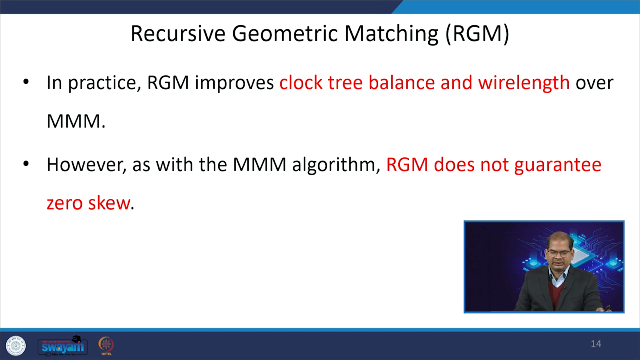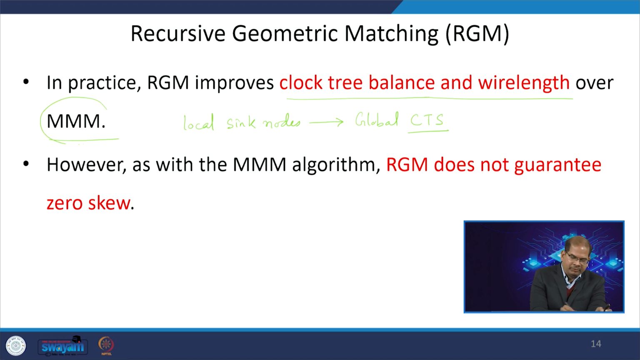So, in practice this RGM improves the clock tree balance and wire length compared to the MMM algorithm. It improves the wire length, and it also balances the clock skew because it works from the local level to the global level. It works from the local sink nodes towards the global clock tree synthesis, CTS. That is the reason it is better than the MMM algorithm.